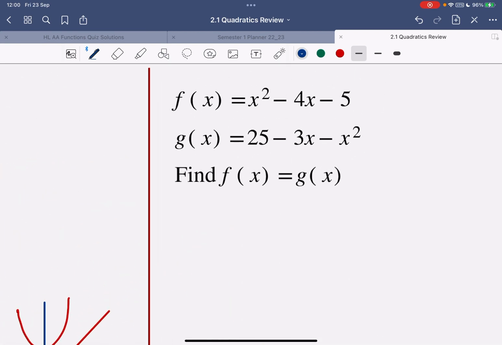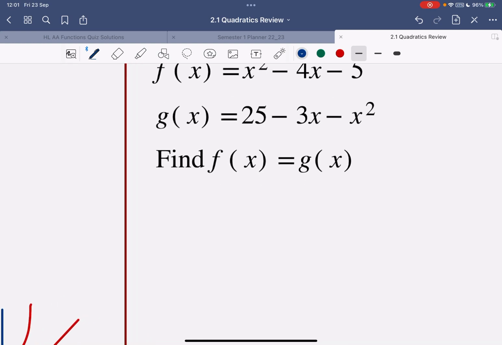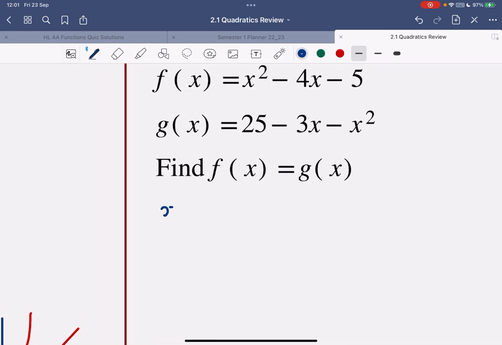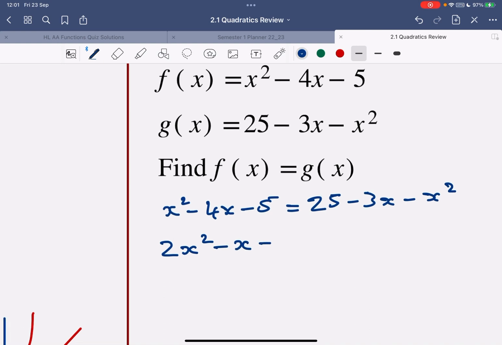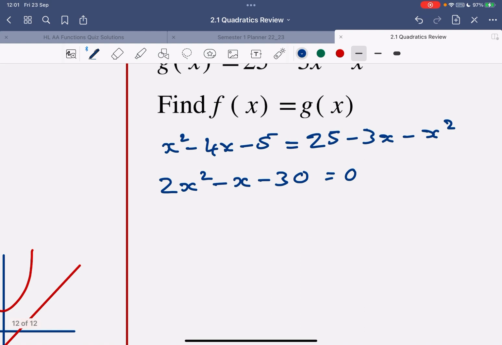Let's do another one. Let's do this one. Okay, so this is two quadratic functions, and let's see if they intersect each other. So we've got x squared minus 4x minus 5 is equal to 25 minus 3x minus x squared. So we're going to add x squared to both sides. We're going to add that 3x to both sides. We're going to take away 25 from both sides, and we end up with that equal to 0. Now I can solve it.